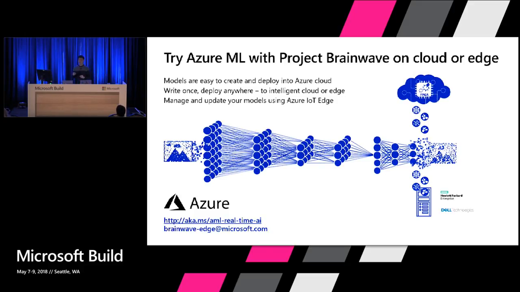Manage and update your models using Azure IoT Edge. So from that IoT Hub, you can basically say, oh, the data scientist created a new optimized model that works better, I'm going to push it to my edge devices. Now those edge devices have an updated model running on the FPGA. And in terms of next steps, we'd love for you to go check out our GitHub repo, give it a shot, deploy your own FPGA service, and really just unleash the power of real-time AI. So thank you very much.